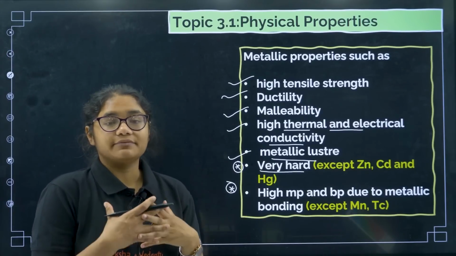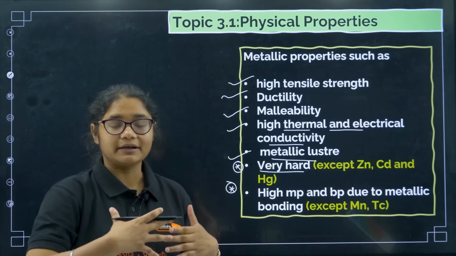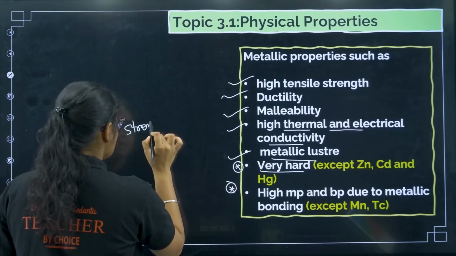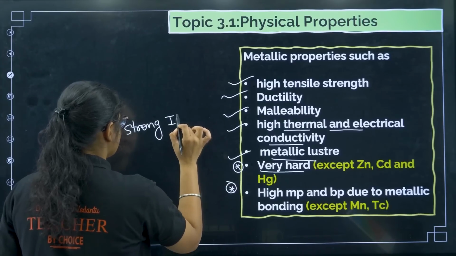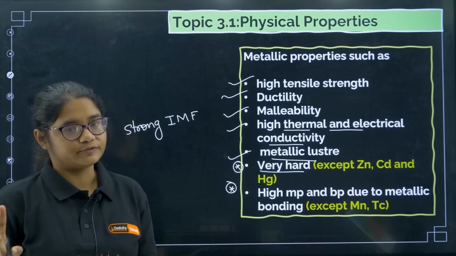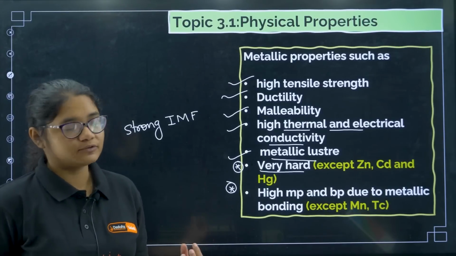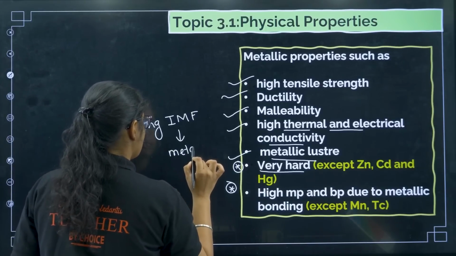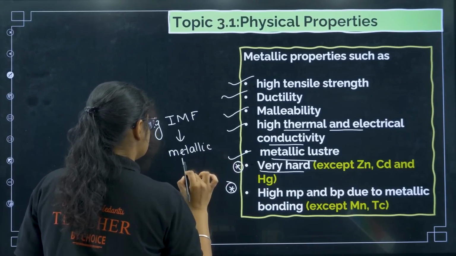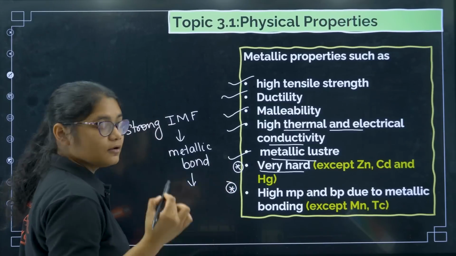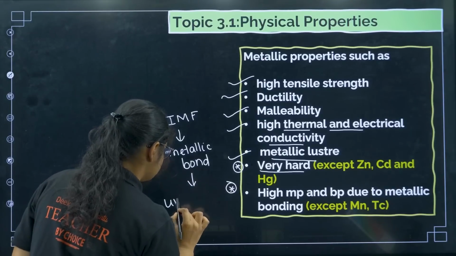Generally the transition metals are very hard because of strong intermolecular forces. What type of intermolecular forces are there? They have strong metallic bonding. Now, what is the reason for this strong metallic bonding? We have unpaired electrons.